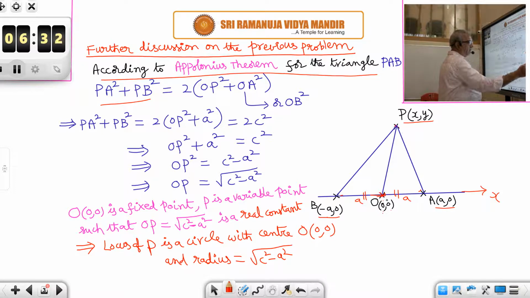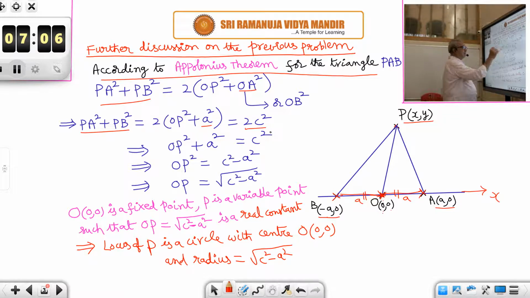P is joined to the midpoint of the opposite side O, then PA square plus PB square is equal to 2 times OP square plus OA square or OB square. So this can be written as 2 times, in place of OA, a constant, is it not? These two are fixed points, their midpoint is also a fixed point. This distance is a, so that is fixed. That I have put here, a square. But PA square plus PB square is equal to 2c square is the condition.